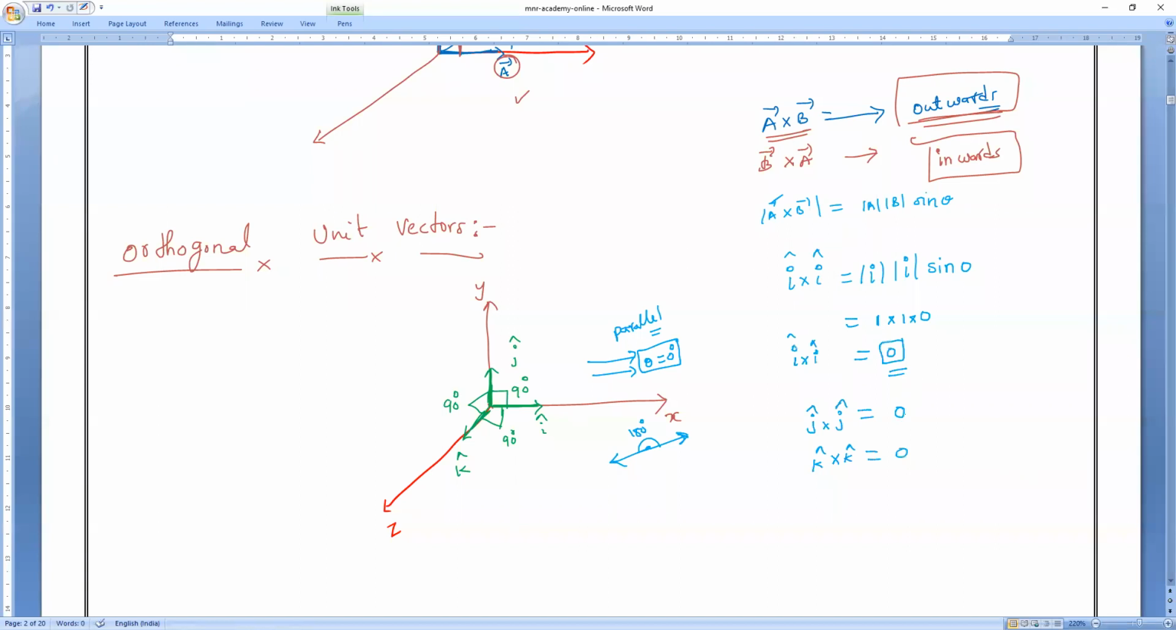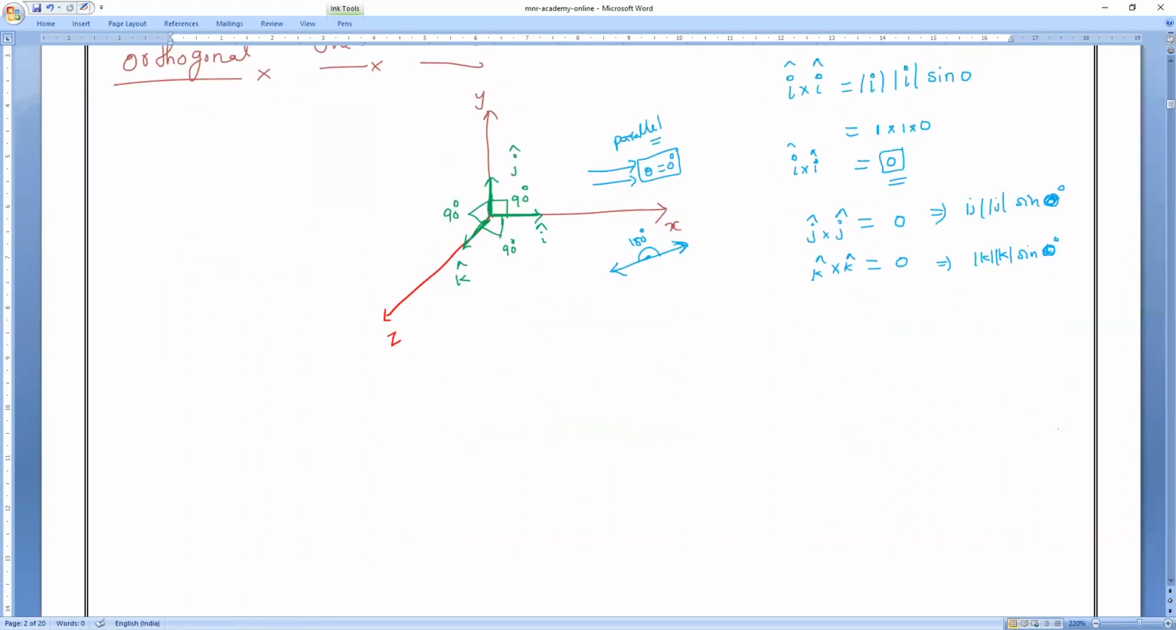Sir, how do you get this one? So what will come? Mod J into mod J into sine of the angle between them, sine 0. Same way, mod K into mod K into sine 0. Is it right or wrong? Everybody? Sine 0. We all know sine 0 is what? 0.